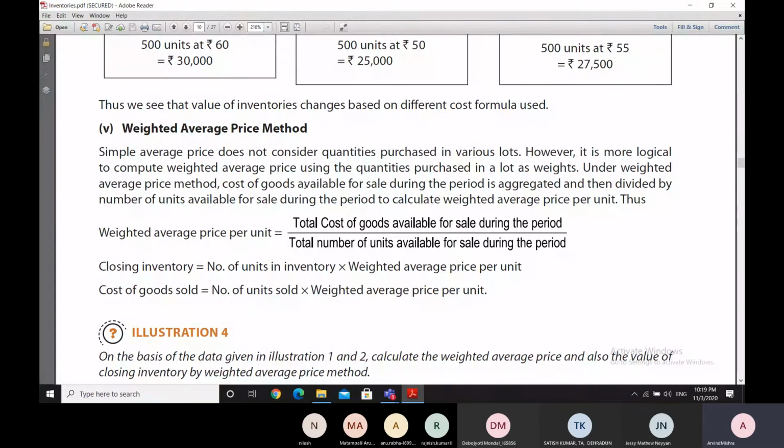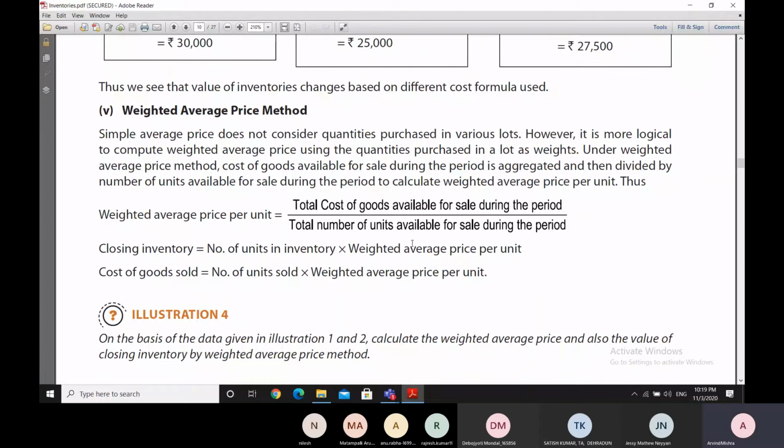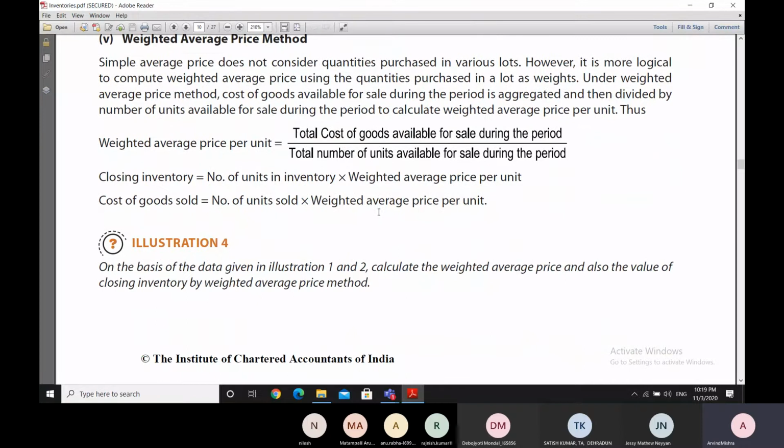And we can calculate the cost of the goods sold by multiplying the number of units sold by the weighted average price per unit. So the weighted average price per unit is the price that is being used here to compute the value of the inventory. Now, to understand this computation further, let us look at an illustration.